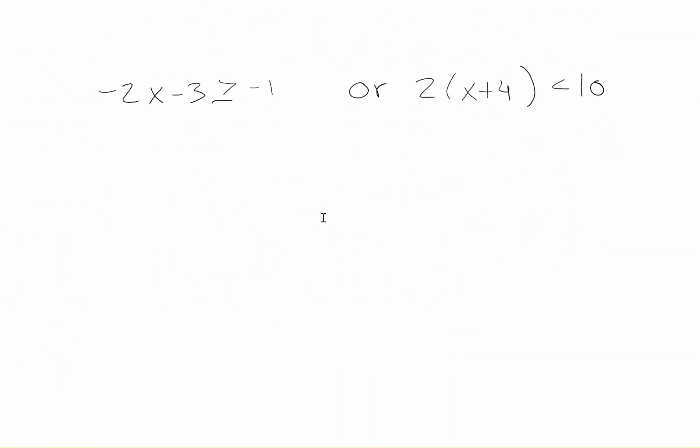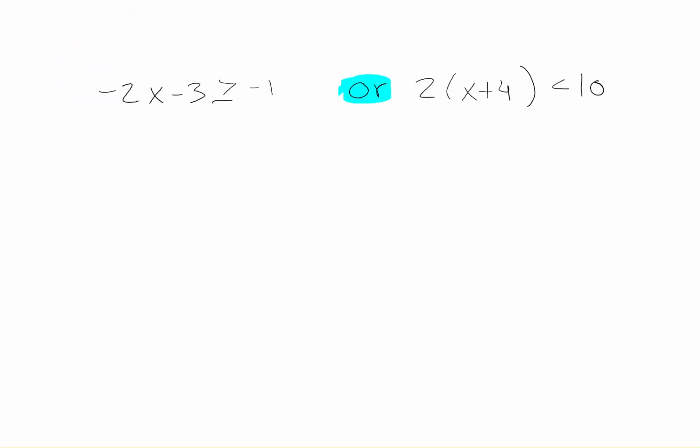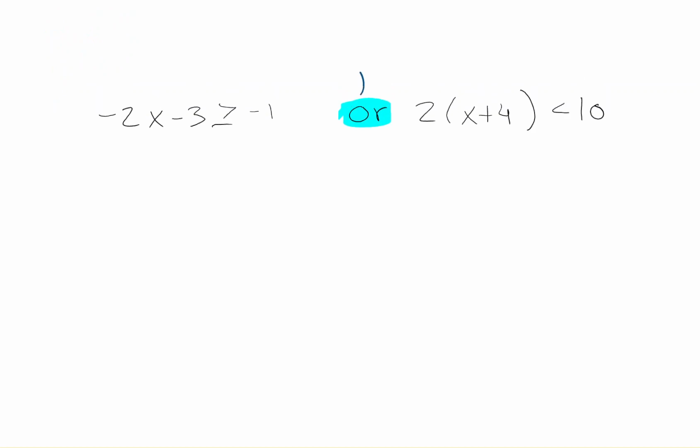This is one my student sent. Let's notice what word connects these. This is an OR, so this means something totally different. This now means a union instead of an intersection. And so a union means keep everything from both. Not just the overlap, but keep everything that's in one or the other.